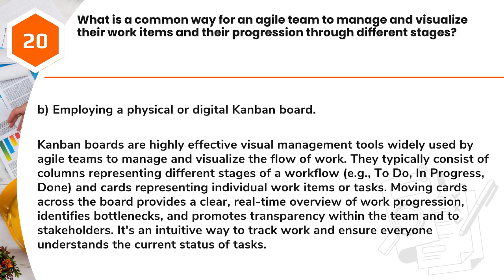Answer: B. Employing a physical or digital Kanban board. Kanban boards are highly effective visual management tools widely used by Agile teams to manage and visualize the flow of work. They typically consist of columns representing different stages of a workflow, e.g., to do, in progress, done, and cards representing individual work items or tasks. Moving cards across the board provides a clear, real-time overview of work progression, identifies bottlenecks, and promotes transparency within the team and to stakeholders. It's an intuitive way to track work and ensure everyone understands the current status of tasks.